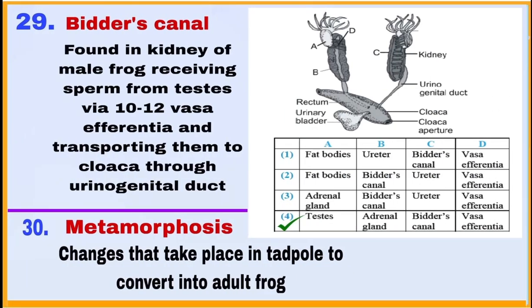Next, Bidder's canal. It is found in kidney of male frog. It receives sperms from testes via vasa efferentia and transport them to cloaca through urinogenital tract. Last is metamorphosis, means changes that take place in tadpole to convert into an adult frog.